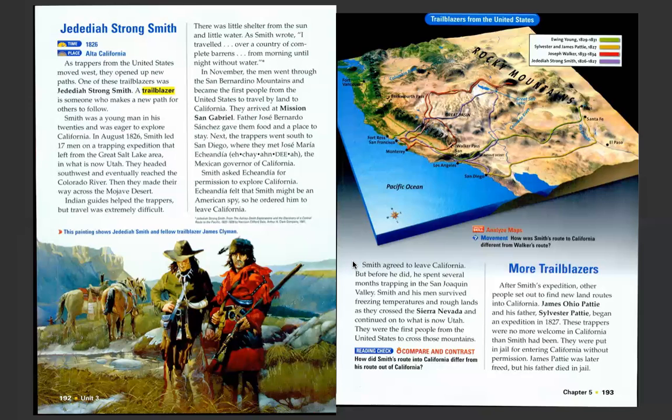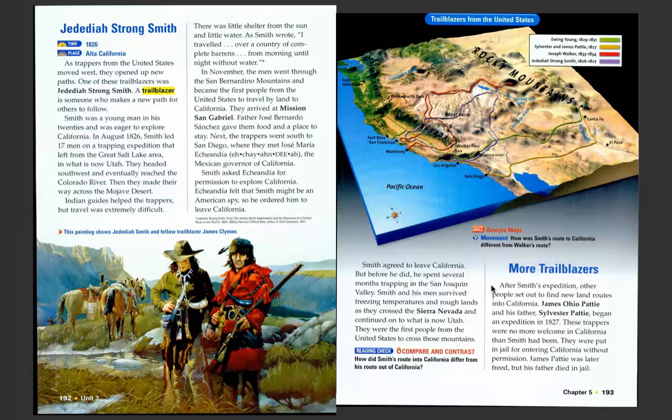Okay. Smith agreed to leave California, but before he did, he spent several months trapping in the San Joaquin Valley. Smith and his men survived freezing temperatures and rough lands as they crossed the Sierra Nevada and continued on to what is now Utah. They were the first people from the United States to cross those mountains.